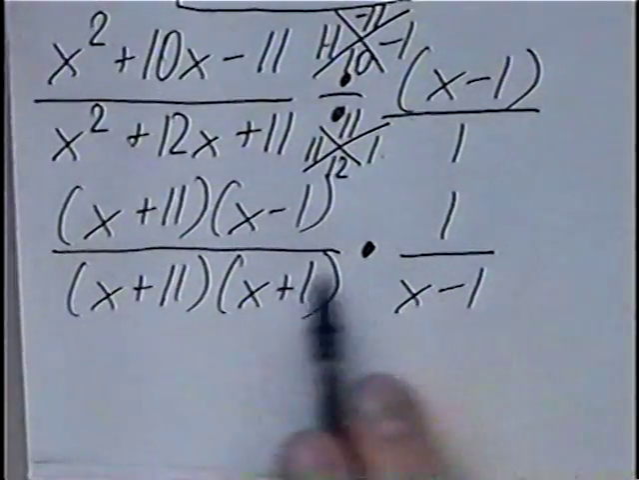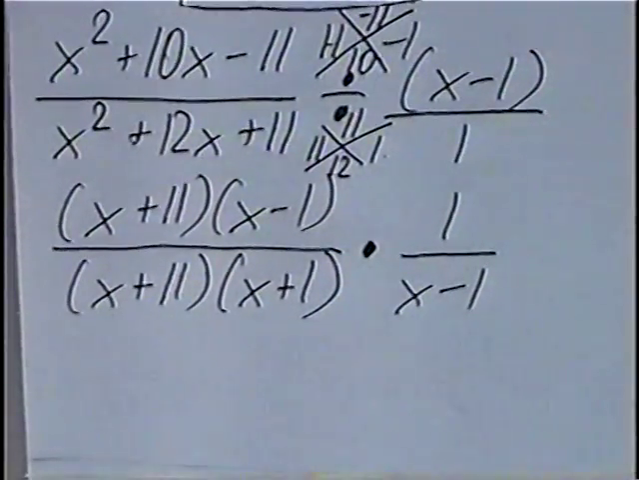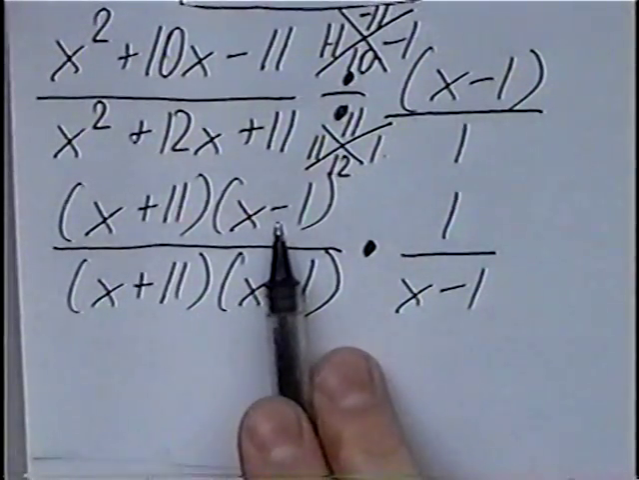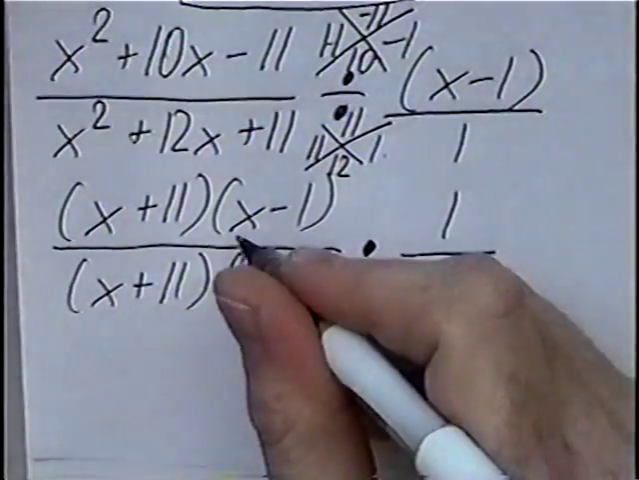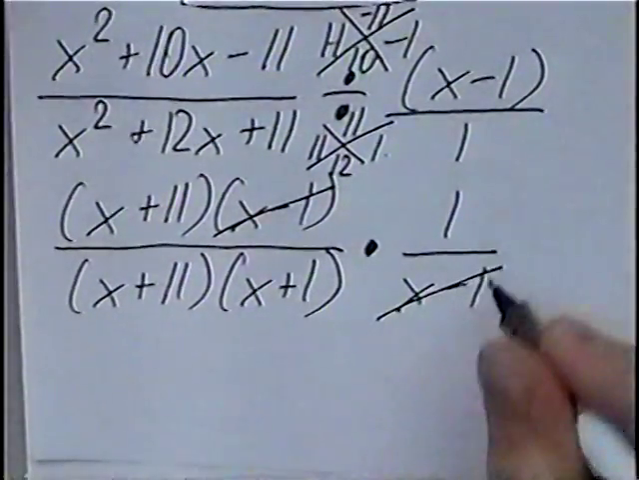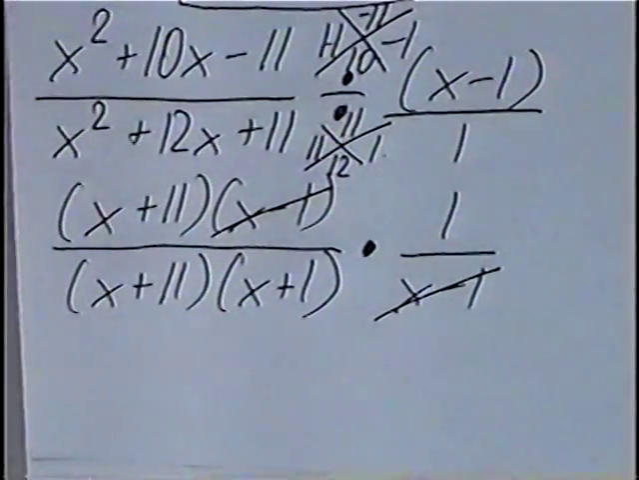From here again, you could multiply straight across, or cross-cancel or reduce. We have an x minus 1 in the top of the first fraction, and an x minus 1 in the bottom of the second fraction. So before we multiply, if you want to, you can cross-cancel or divide those out.